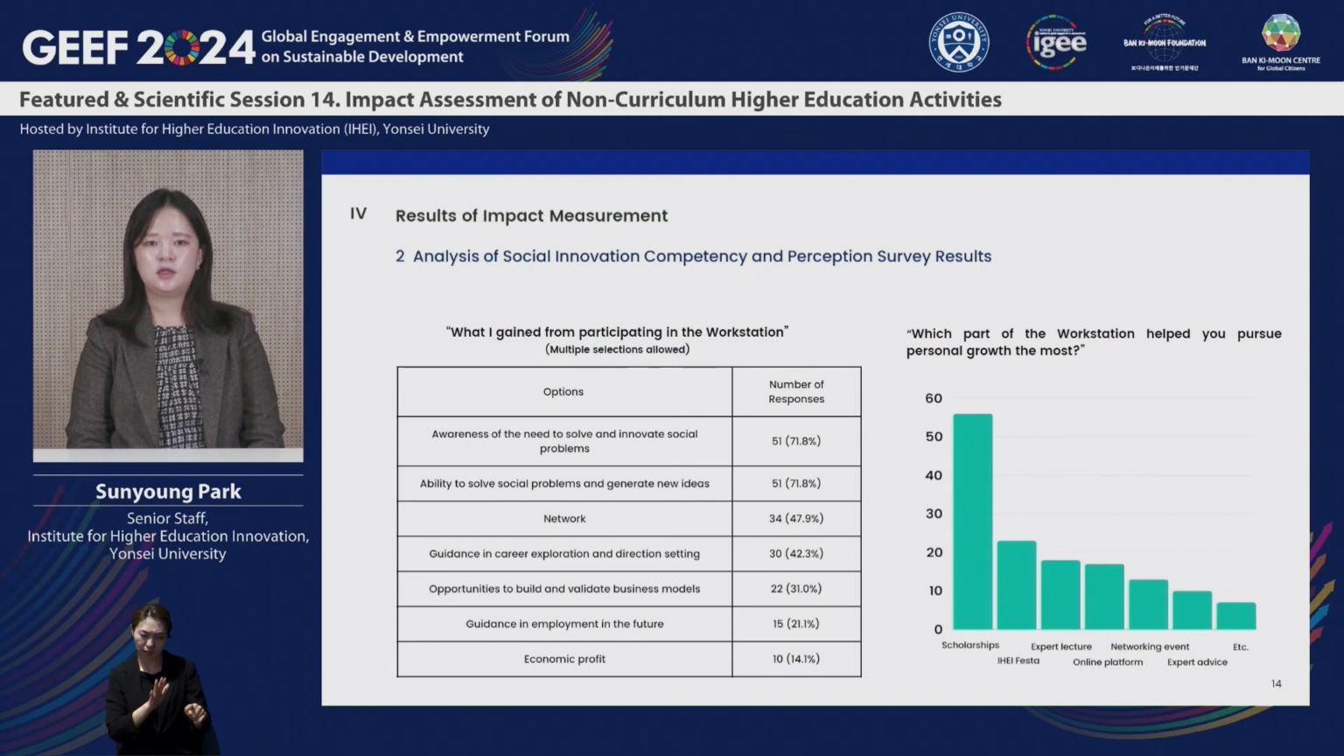As a final question regarding the workstation experience, we asked about the most helpful aspects of the program support services.